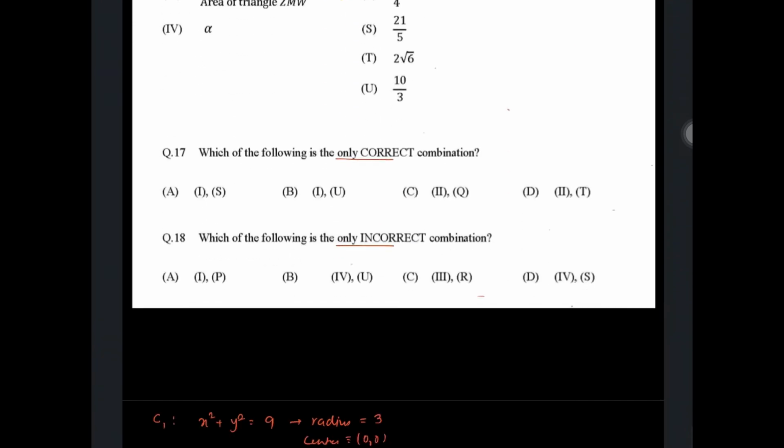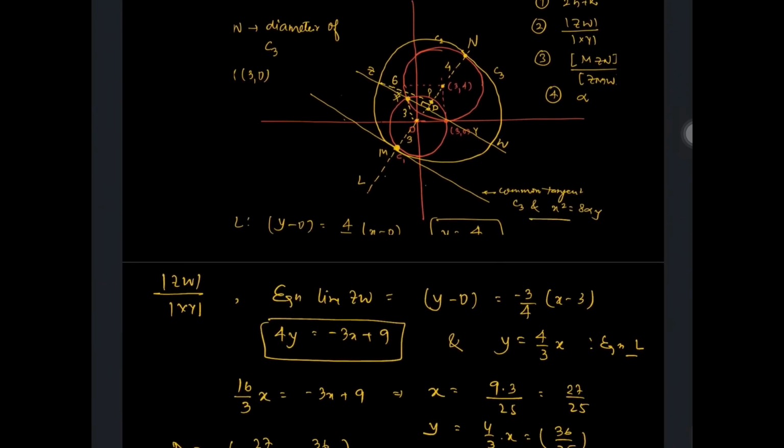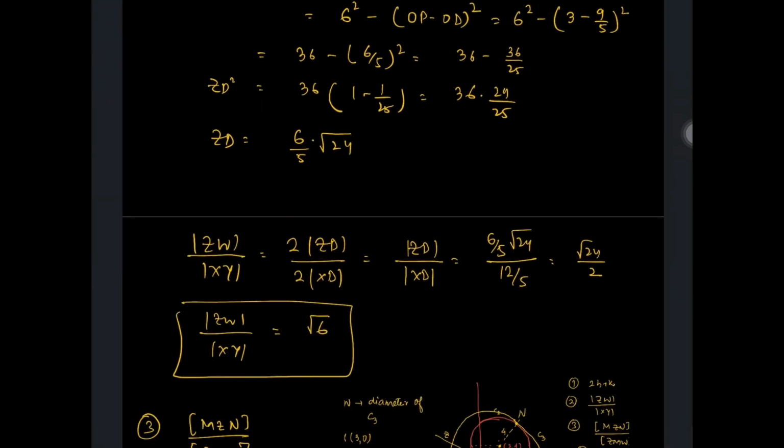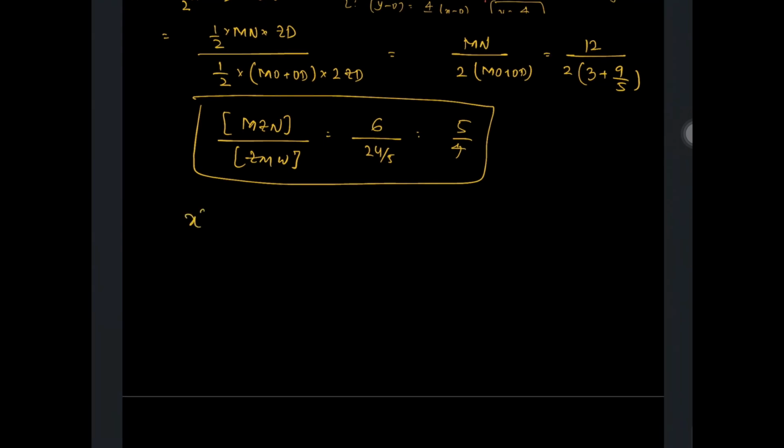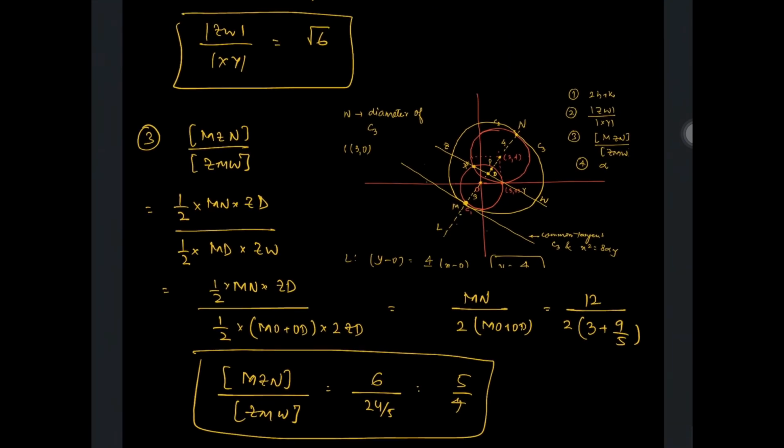Next, the value of alpha. So this common tangent is also tangent to x square is equals to 8 alpha y. So I have a parabola, x square is equals to 8 alpha y. So what is dy by dx? That is 2x by 8 alpha or x by 4 alpha. Now if you see the figure, this is 90 degree. Why? Because it is the radius and at tangent it makes 90 degree.